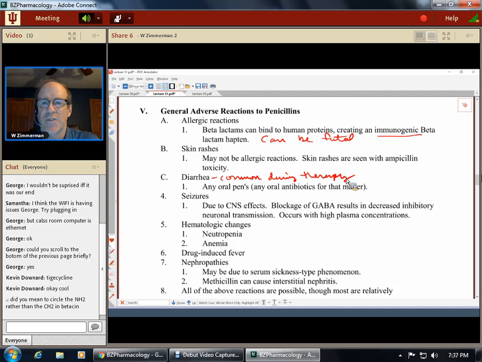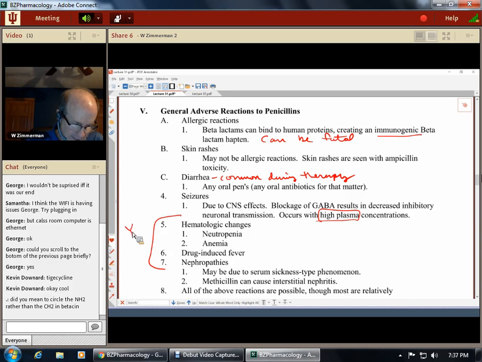Seizures, CNS effects, blockage perhaps of GABA results in decreased inhibitory transmission of GABA. This is with really high plasma concentrations. Some hematologic changes, neutropenia, anemia, even some drug-induced fever, nephropathies can occur. It's listed here, but I'm not as interested in it. For information only.